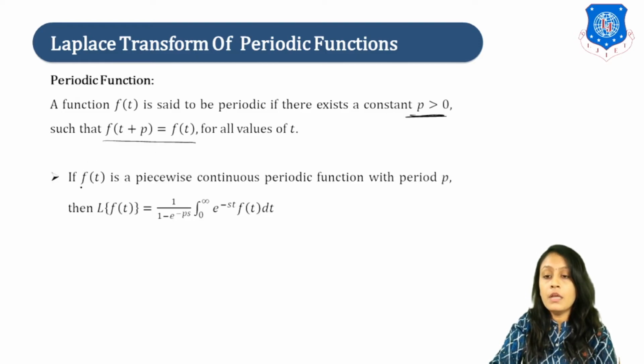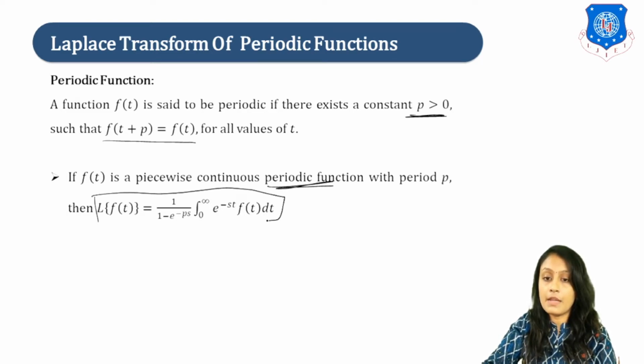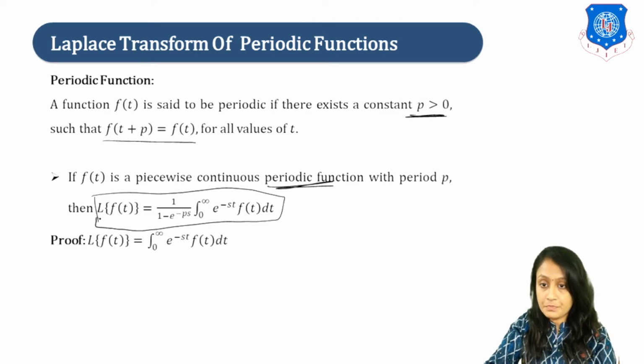Okay, now if f of t is a piecewise continuous periodic function with period p, then Laplace transform of f of t is what? 1 upon 1 minus e raised to minus ps, integration 0 to infinite e raised to minus st f of t dt. So whenever in the question a periodic function is given, we will use this formula to find the Laplace transform. Okay, now let's discuss its proof.